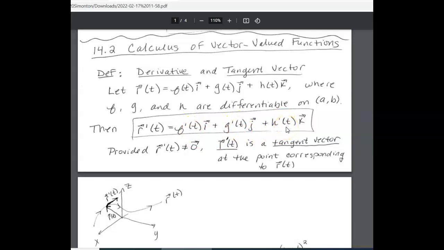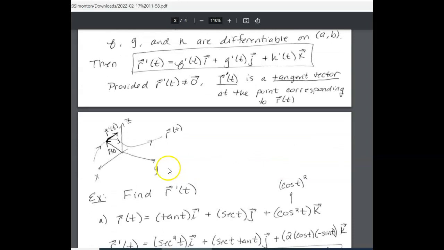You just take the derivatives of each component separately, just like we did the limit problems. Provided that derivative is not the zero vector, it forms what we call a tangent vector corresponding to the point at r equals t. So for example, if you have this vector function that flows in the positive orientation where the arrows are indicated here, and say we have a point right here, r would be the vector starting at the origin, ending at this point, and then r prime would be tangent to that curve, pointing toward the direction of the arrows.